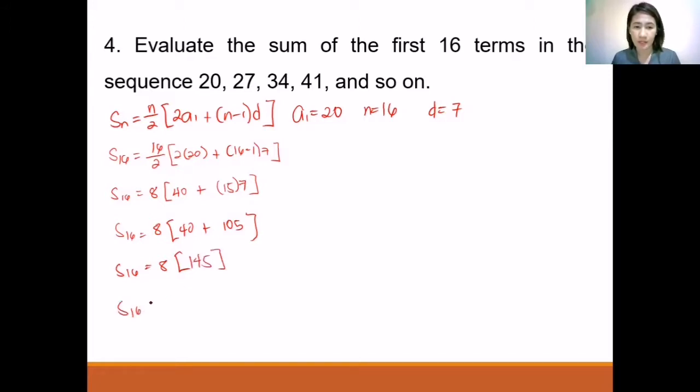So S sub 16, 8 times 145 is equal to 1,160. And the sum of the first 16 terms is equal to 1,160, and that is the final answer.